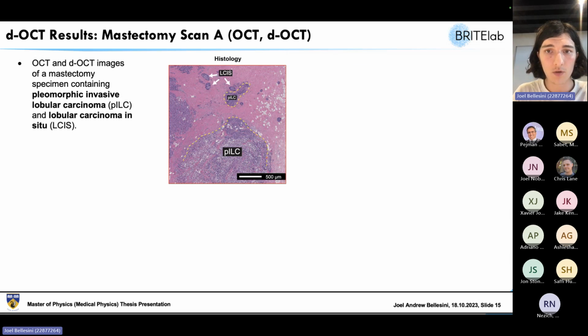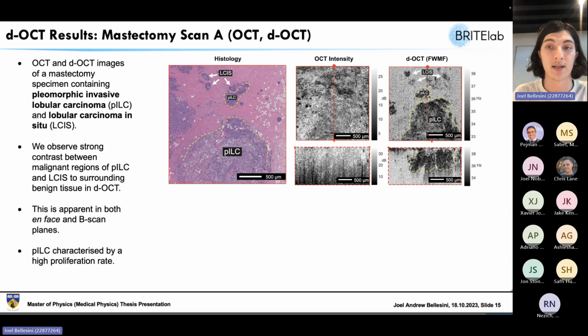So what we see as I introduce our OCT and subsequent dynamic OCT images, as these grayscale images, OCT intensity on the left and dynamic OCT on the right, is that we see strongly enhanced contrast between benign and malignant regions, in which this region of PILC and LCIS are shown with enhanced contrast in our dynamic OCT images in both en face and B-scan planes. So this is also a demonstration of volumetric assessment, in which we are able to determine this border between benign and malignant tissue with far stronger capability than we were with conventional OCT alone.